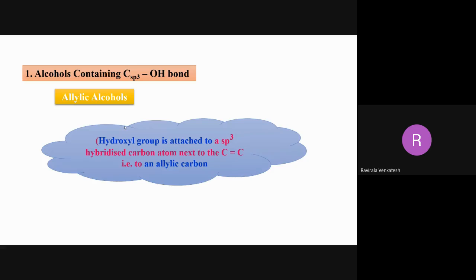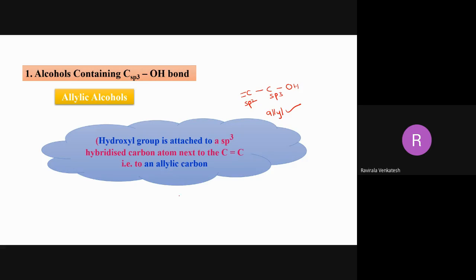Next, what happened? Allylic alcohol. Now, what is allylic alcohol? The OH bonded carbon is sp3, but that is bonded to sp2 carbon. I'm writing here. You see, OH bonded carbon is sp3 only, but that is bonded to double bond carbon. That is bonded to sp2 carbon. This is called allylic alcohol. Allyl alcohol, you want to call this.